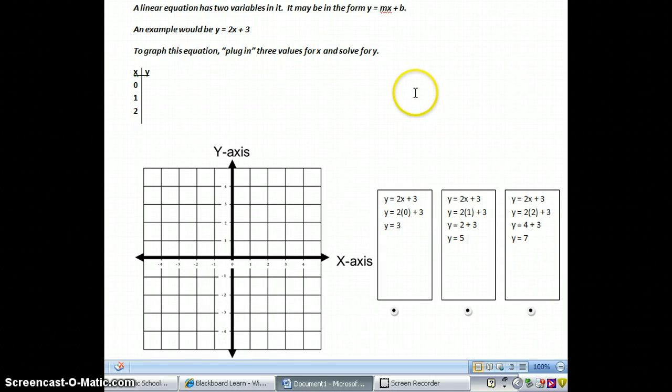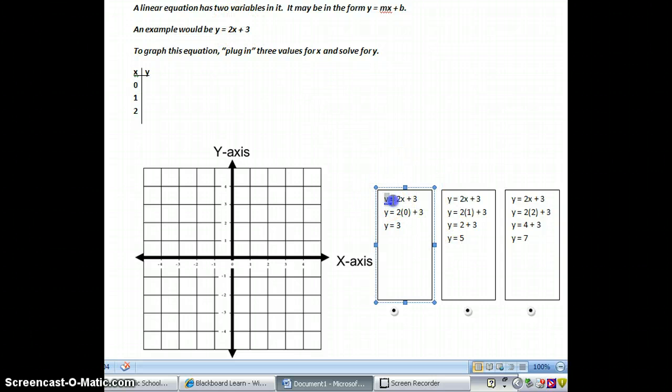If I'm going to graph that, I'm going to plug in three values for x. Any three values I want. I could pick 100, I could pick 8 trillion, I can pick as many decimals as I want. I'm not going to want to do that. First thing I'm going to want to do is plug in 0. The main reason is because it's easy.